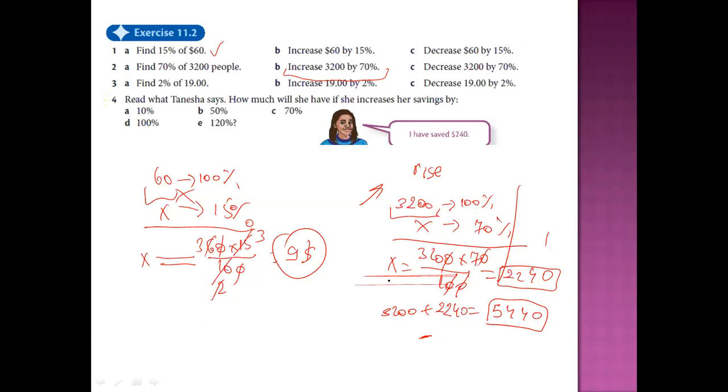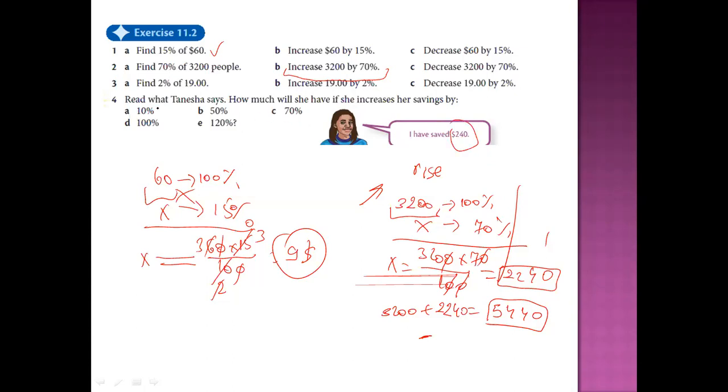Okay, and the fourth question. What's the fourth question? Read what Tanisha says. How much will she have if she increases her saving by 10%? I have saved $240. He has got $240. Okay, he has saved.